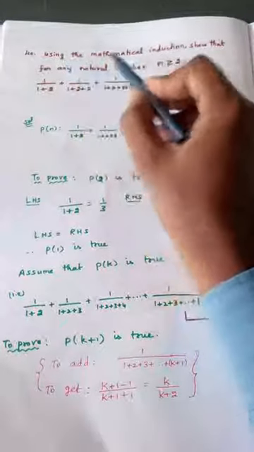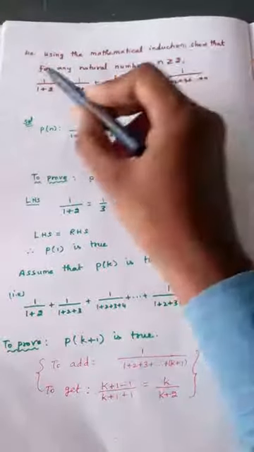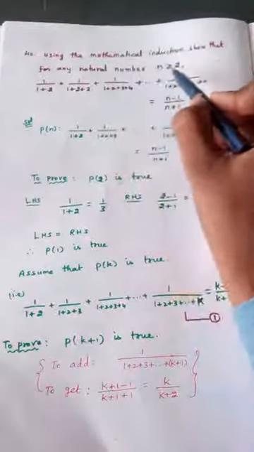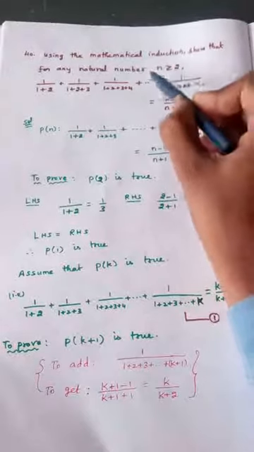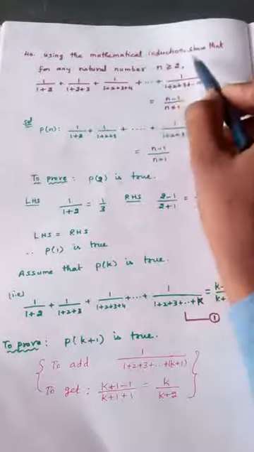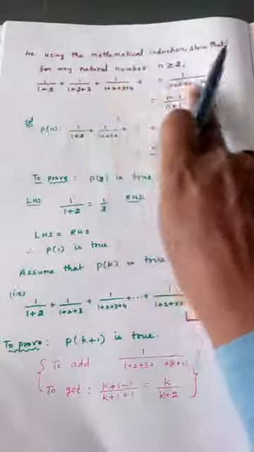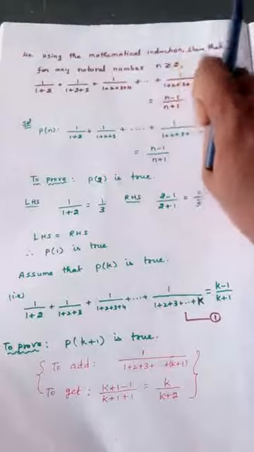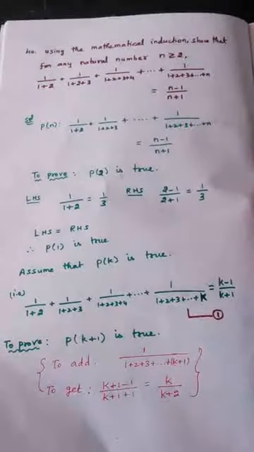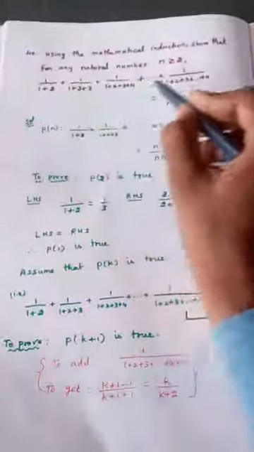Problem number 40. Using mathematical induction, show that for any natural number n greater than or equal to 2. If you see, I think you know the meaning now. N is greater than or equal to 2 means, what is the meaning? This result can be applied for only n is equal to 2, 3, 4, 5, not for 1, 0 and all. That is the meaning.